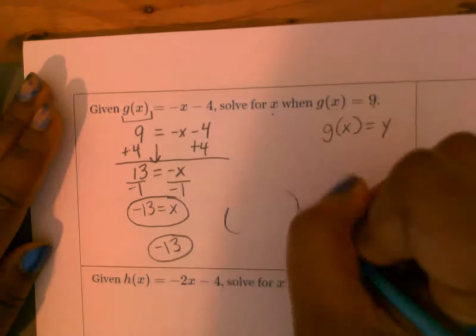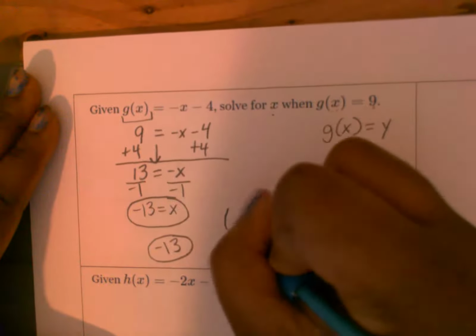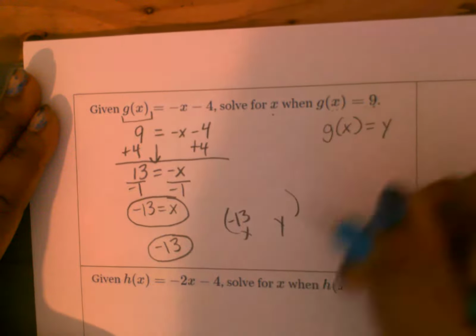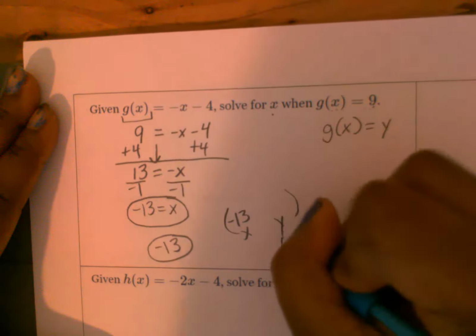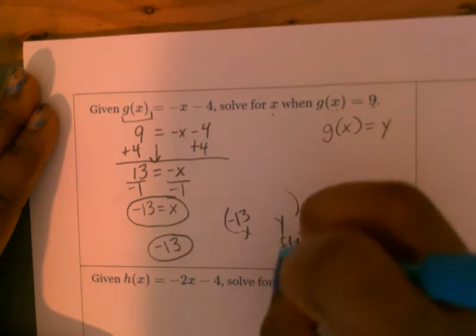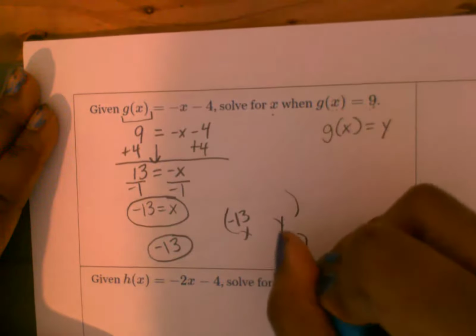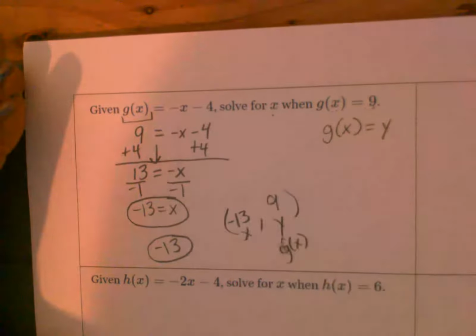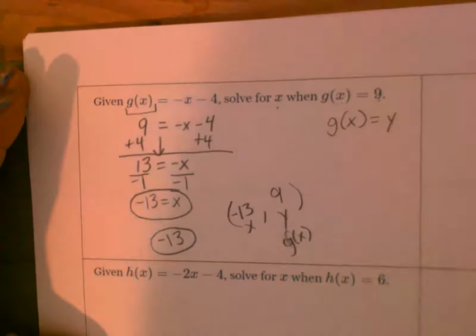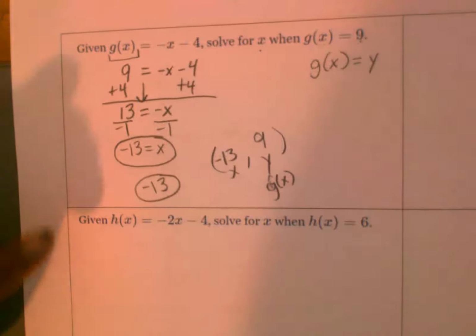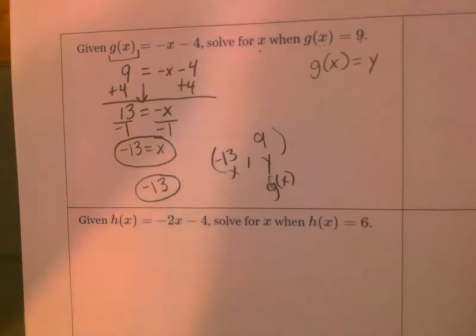If you were to write this as an ordered pair, again, your x value is -13. The y value they gave you, or the f of x, which is the same thing, or g of x, sorry, y'all. They did g this time. Same thing. They gave you 9. So if I needed to write that as an ordered pair, then that would be the ordered pair that I would write it as. The next one, I'm going to do the same thing.